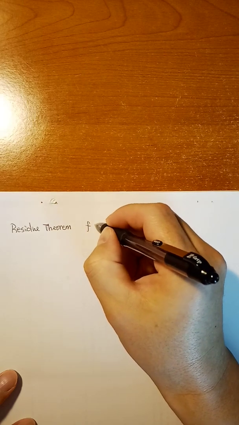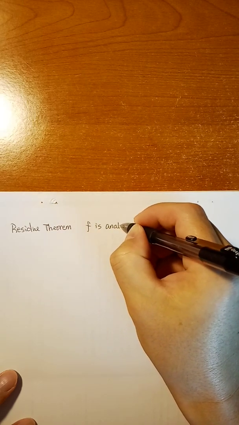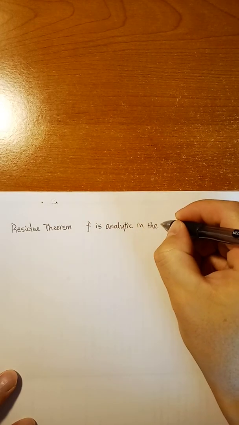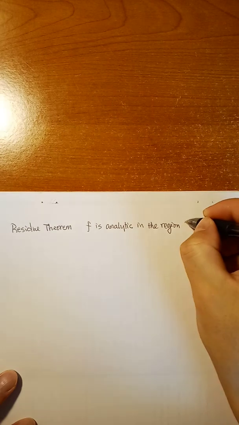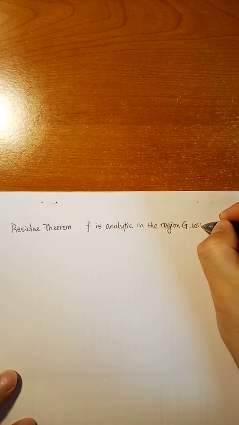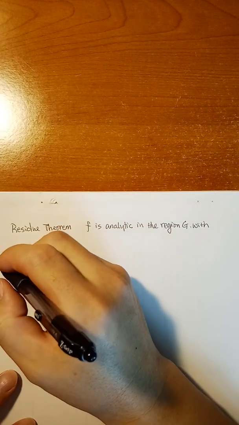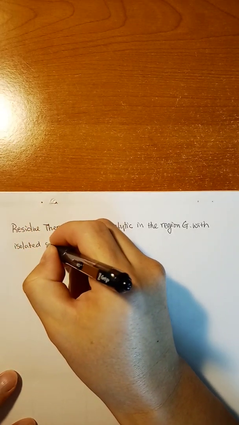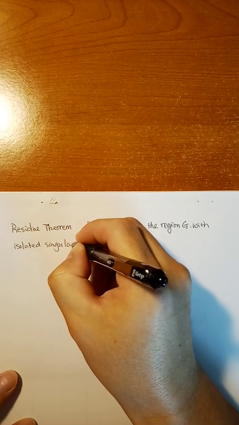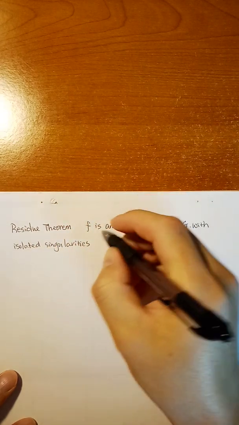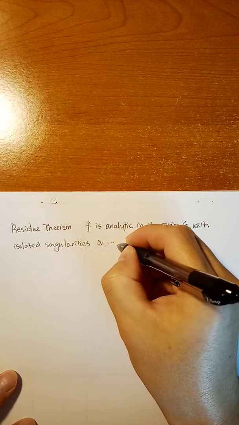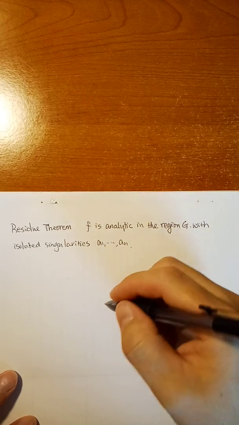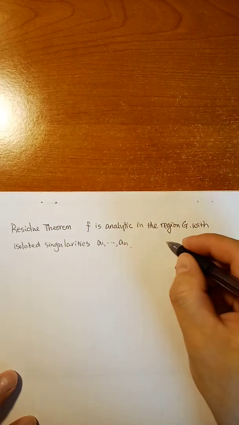So f is analytic in the region G with isolated singularities a1, ..., an. Okay, several singularities. Those points are still considered inside the region G.